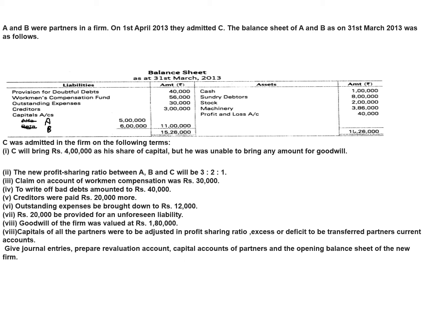Now on the asset side, sundry debtors we have discussed, stock and machinery are the same. We are finding profit and loss account 40,000. This is the old profit and loss which is appearing in the balance sheet. So what would be the entry for this? A's capital account debit 20,000, B's capital account debit 20,000 to profit and loss 40,000. That is whatever is appearing in the balance sheet.